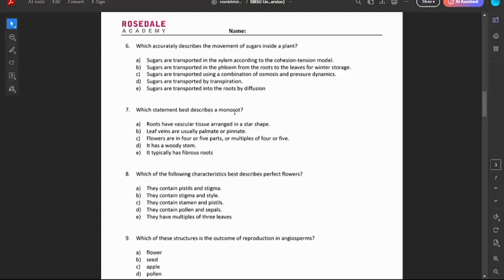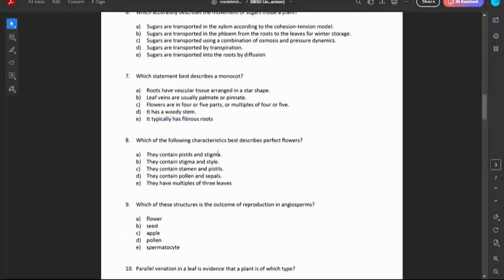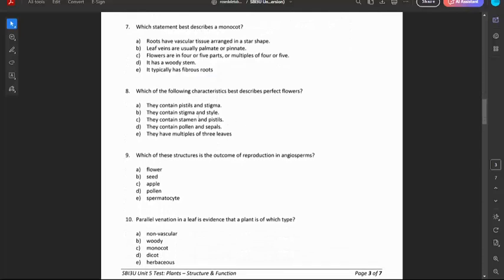What best describes a monocot? Roots have vascular tissue arranged in a star shape. Leaf. So usually if you can't straight up tell what it is, you just gotta go and eliminate. So right off the bat, we know this is not true. Palmate and pinnate, this is not true. Flowers, nope, this is not true. Remember, monocot is in 3 or multiples of 3. Woody stem, not true. So right there we can tell it typically has fibrous roots, which matches with what we learned.